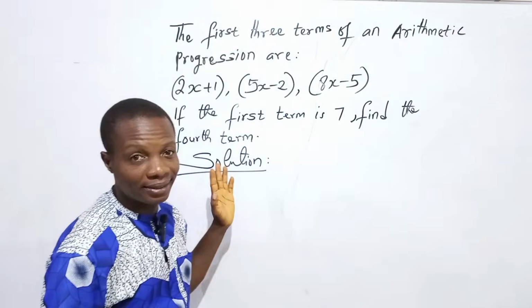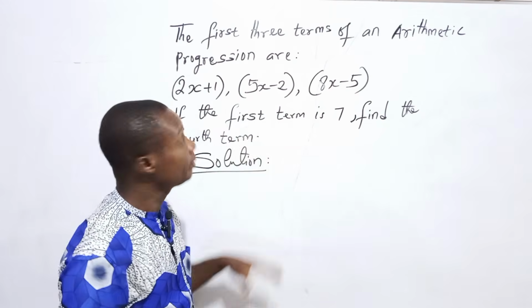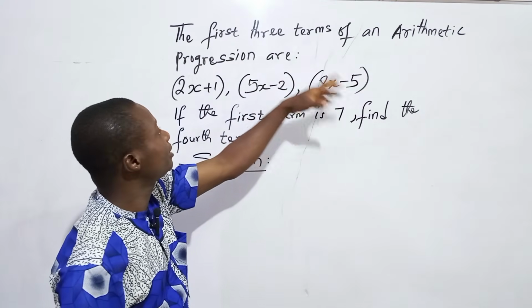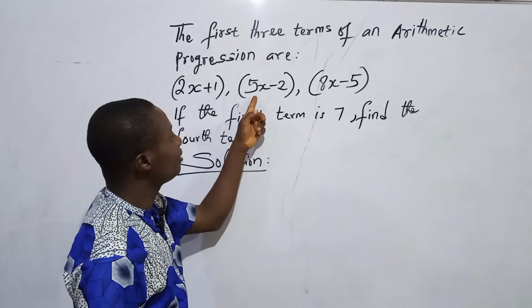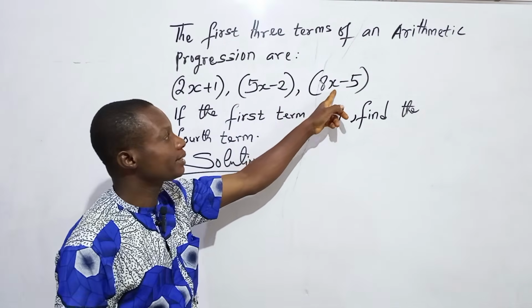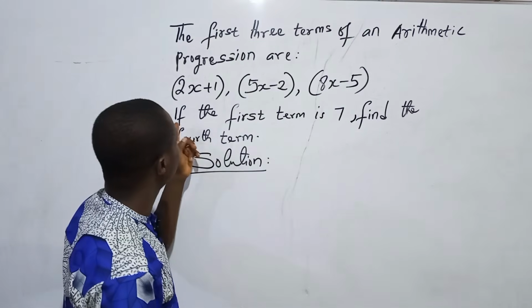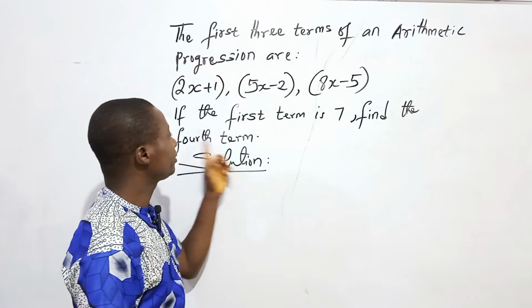Whenever you find a question like this in the exam hall, just understand that it has to do with algebra. We are given that the first three terms of an arithmetic progression are 2x plus 1, 5x minus 2, and 8x minus 5. These are the first three terms in the progression. Now, if the first term is 7, find the fourth term.